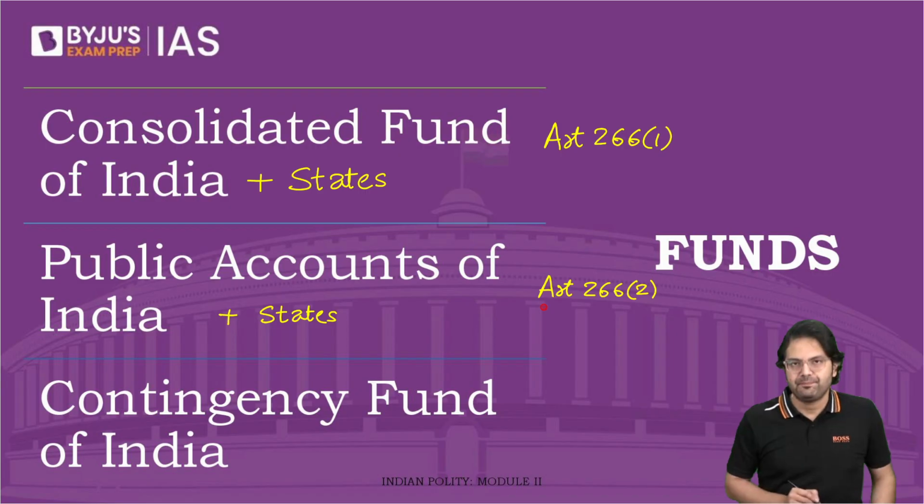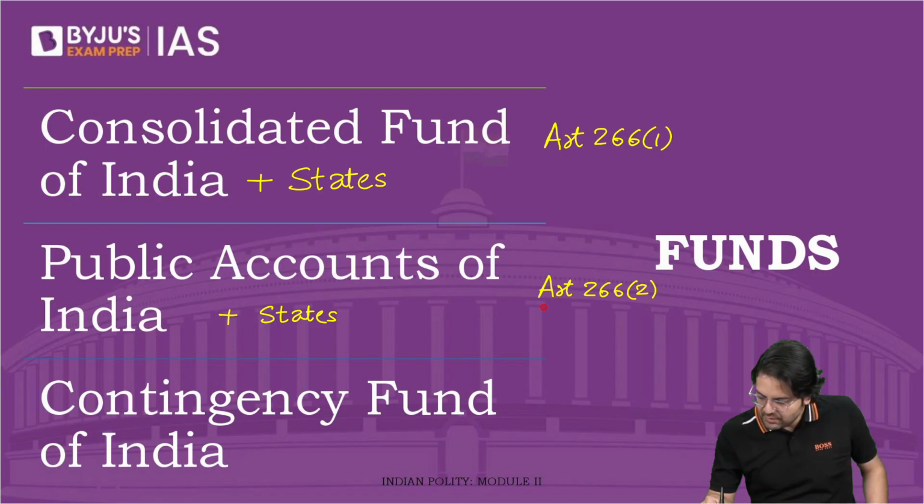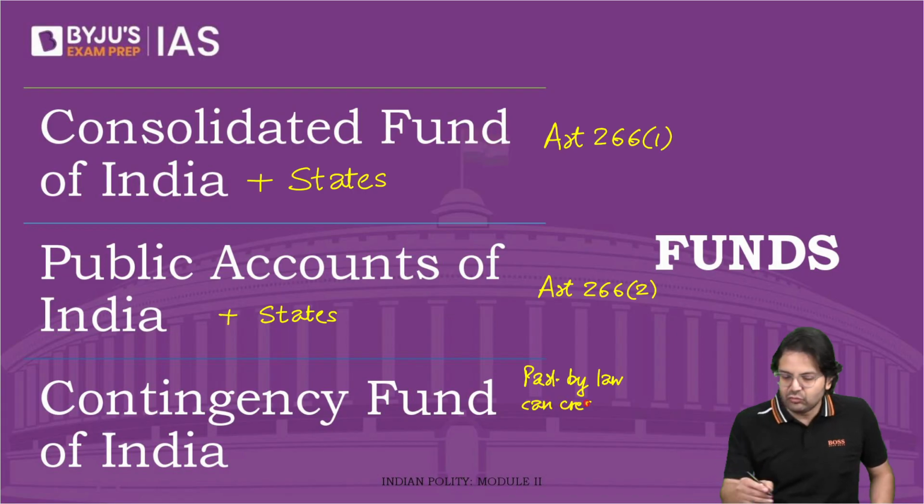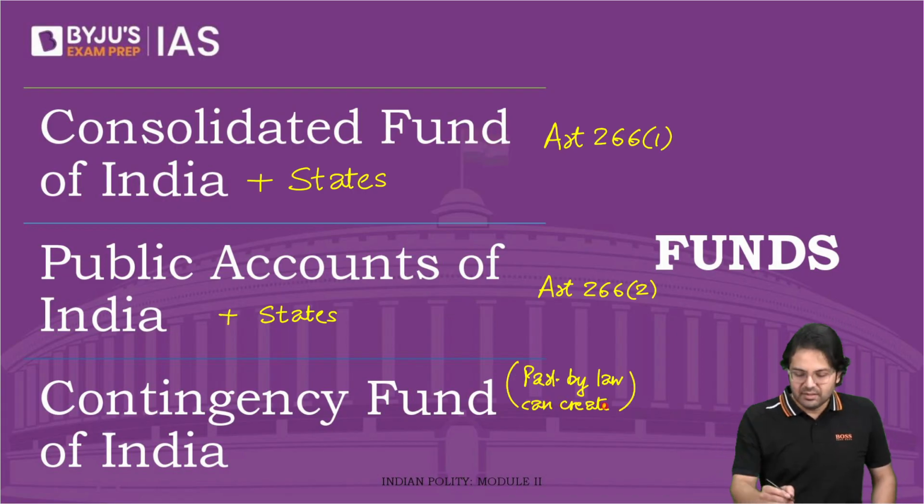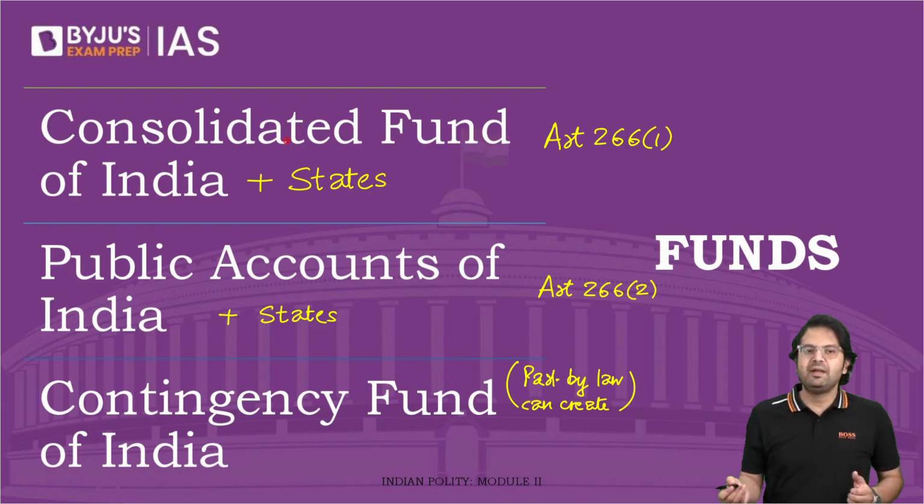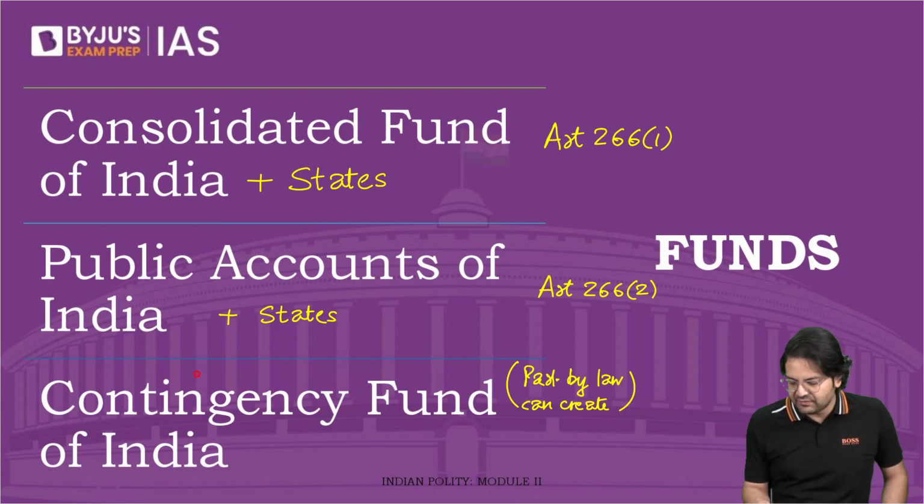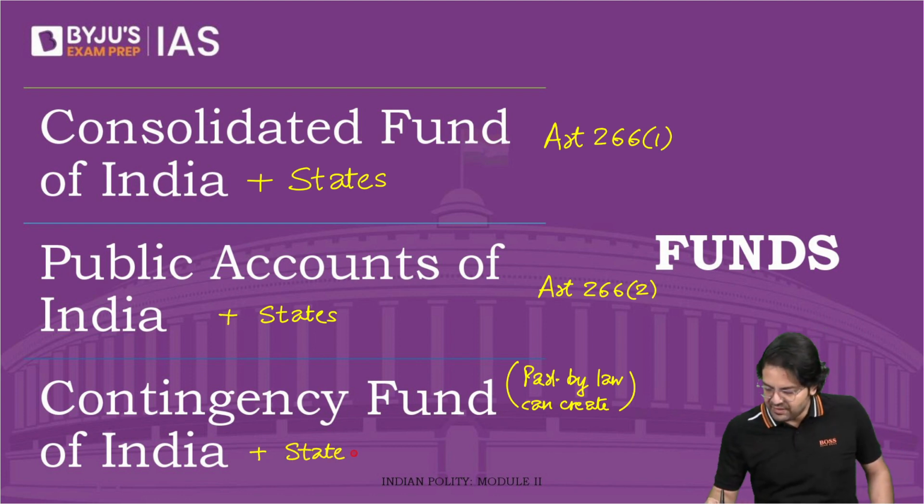Contingency Fund of India. So here, Parliament by law can create. These two accounts must be created. This is optional. So Parliament, if it wants to, can create something called a contingency fund. Same thing can be done by the states also. If they want to, they can create a contingency fund. And the article for this is Article 267.